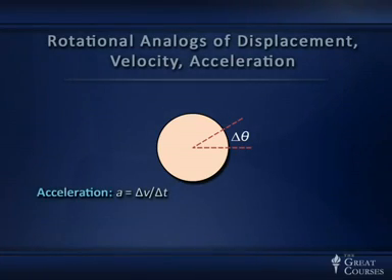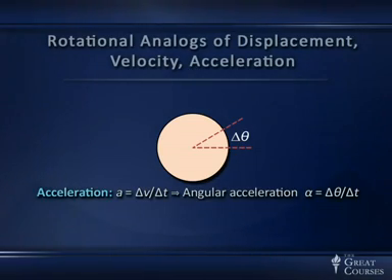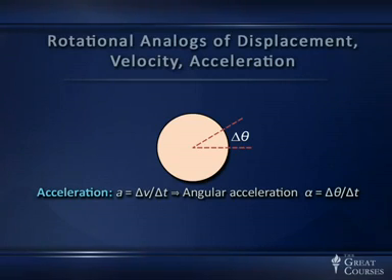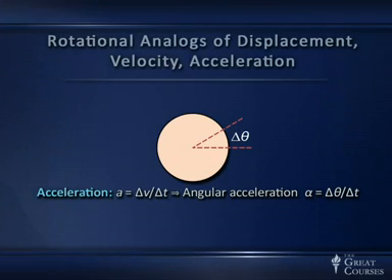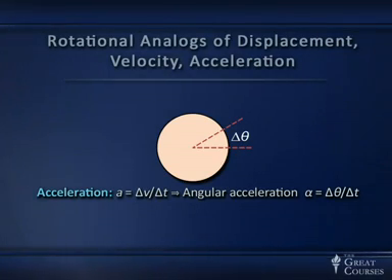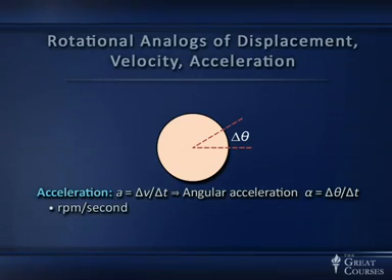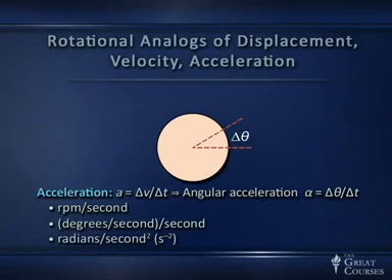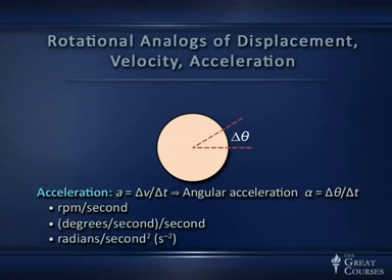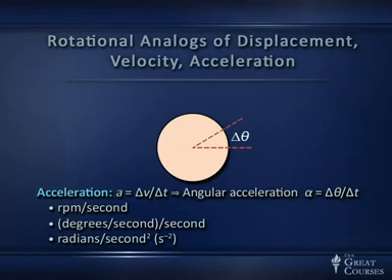What's acceleration? Acceleration is the rate of change of velocity. A equals delta V over delta t, so angular acceleration becomes the rate of change of angular velocity. Acceleration, alpha we're going to call it, is delta omega divided by delta t, the rate of change of angular velocity. Could be measured in revolutions per minute per second, RPM per second. It could be measured in degrees per second squared, or it could be measured in radians per second squared, which has the simple abbreviation just seconds to the -2.